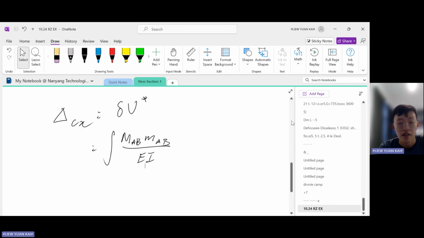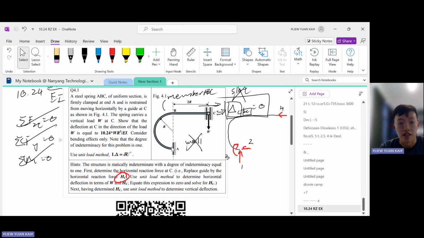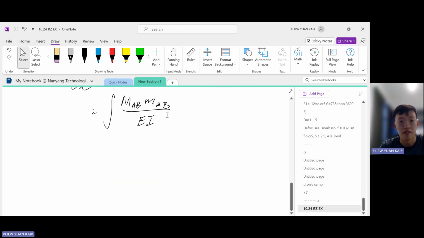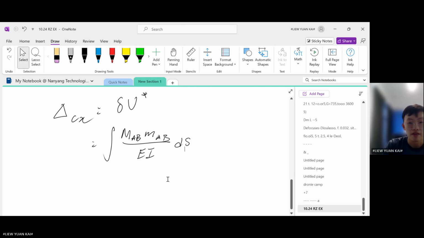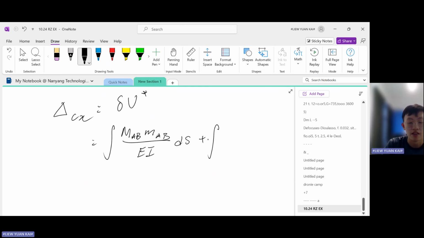Okay, so pay attention because the segment AB is a circular arc, right? I'm not going to integrate it with respect to x. I'm going to integrate it with respect to the arc length. So instead of x, it'll be s, the arc length. Because the segment BC is straight, I'm just going to integrate it with respect to x. So it's a linear coordinate system.